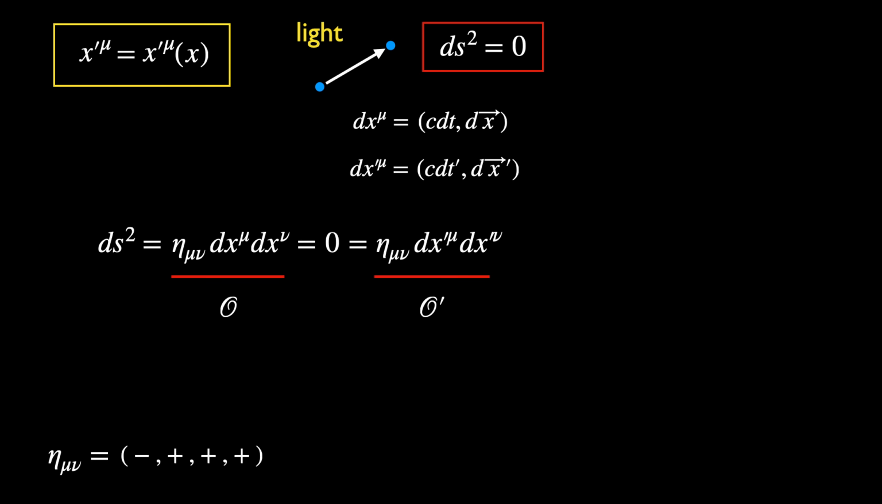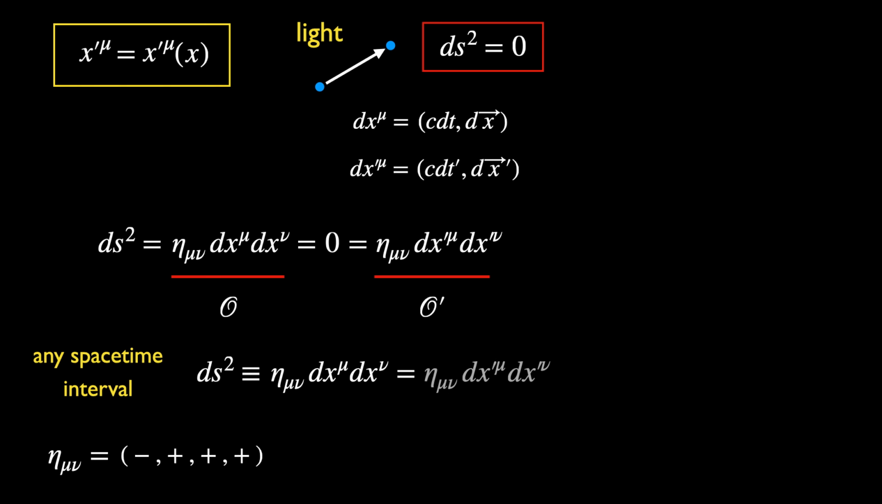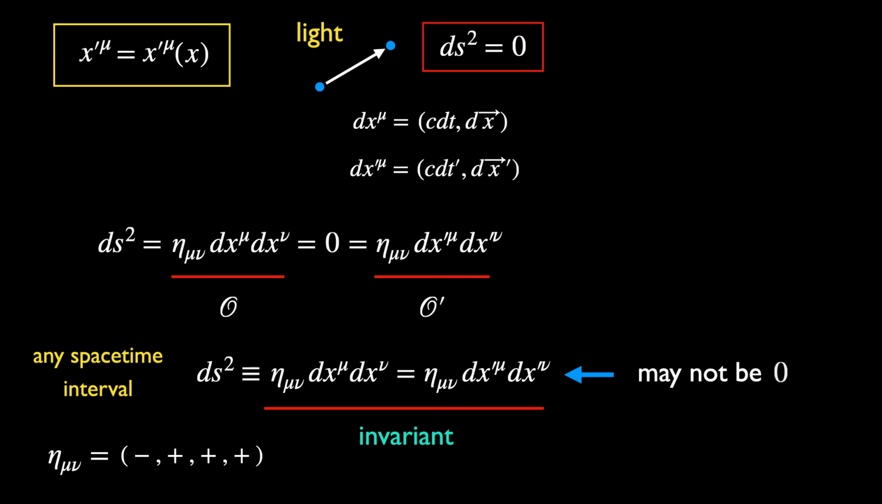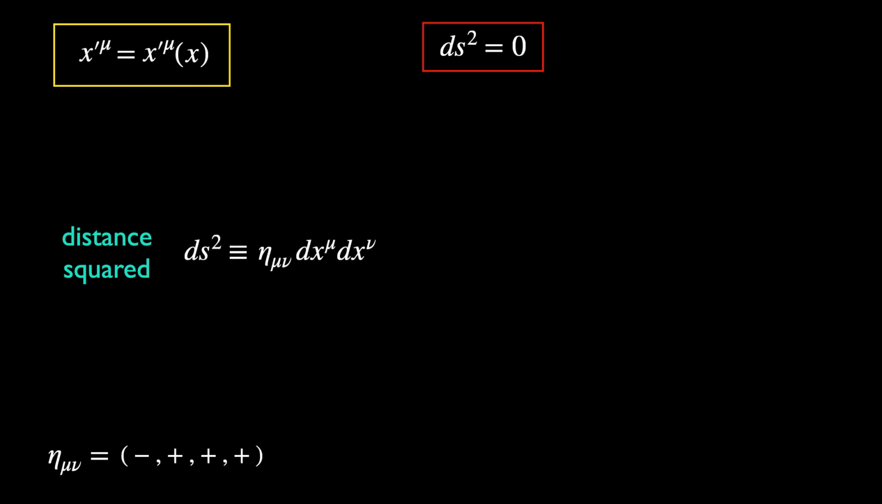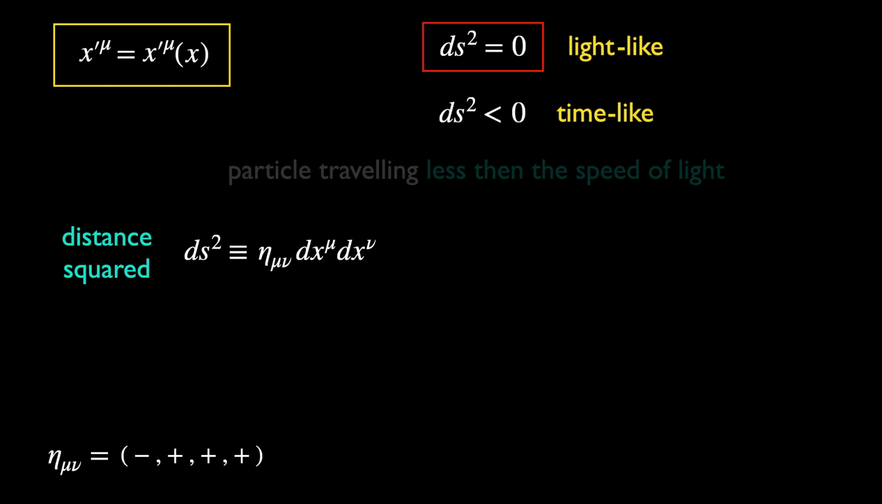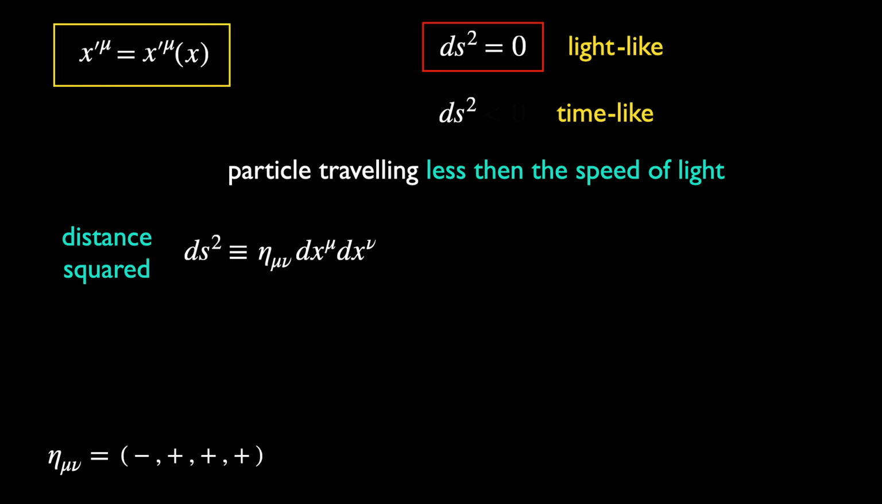Up till now, we are only talking about the spacetime displacement made by light. But we could apply this idea of an invariant distance to any spacetime displacements. ds squared in general may not be zero. A spacetime displacement with ds squared equals 0 is known as a light-like displacement, while a displacement traveled by a particle with velocity less than the speed of light is known as a time-like displacement. This has ds squared less than 0.